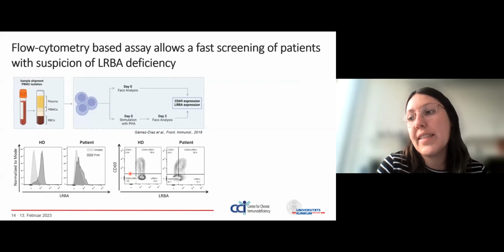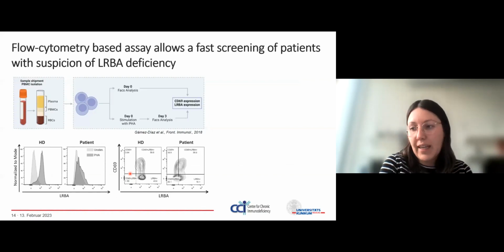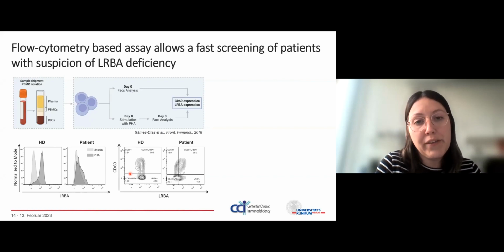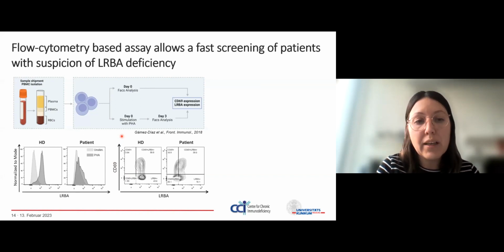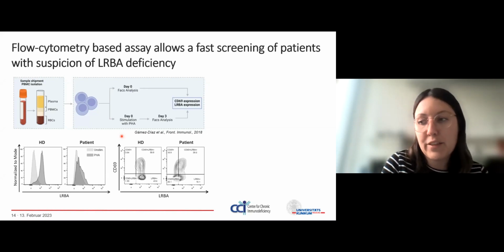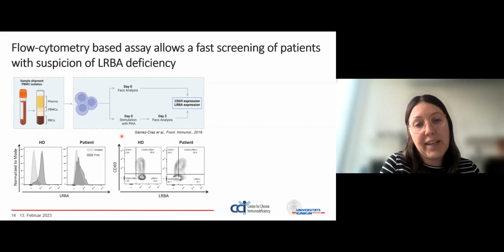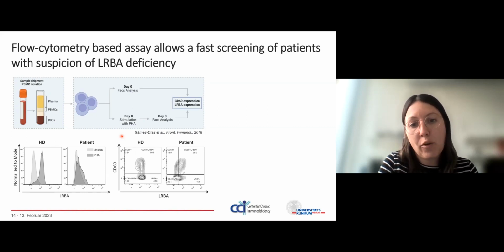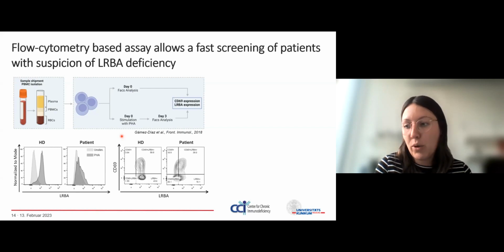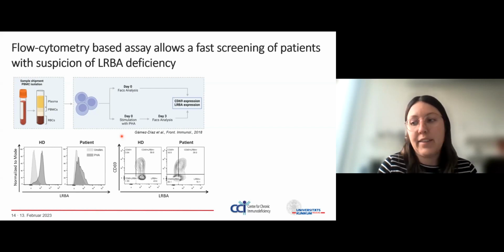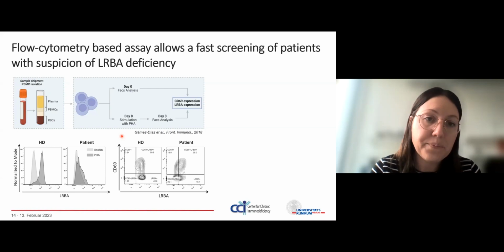In addition to the transendocytosis test, we have a second diagnostic test established in our group, which is specifically to measure the LRBA protein expression in patients with suspicion of LRBA deficiency. This rapid flow cytometry assay was published in 2018 by Laura Gámez-Díaz from our group, and in comparison to genetic analysis, which is quite expensive and time-consuming, and Western blot analysis, which is a bit tricky since LRBA is quite a large protein, this accurate and cost-effective FACS assay is quite straightforward.